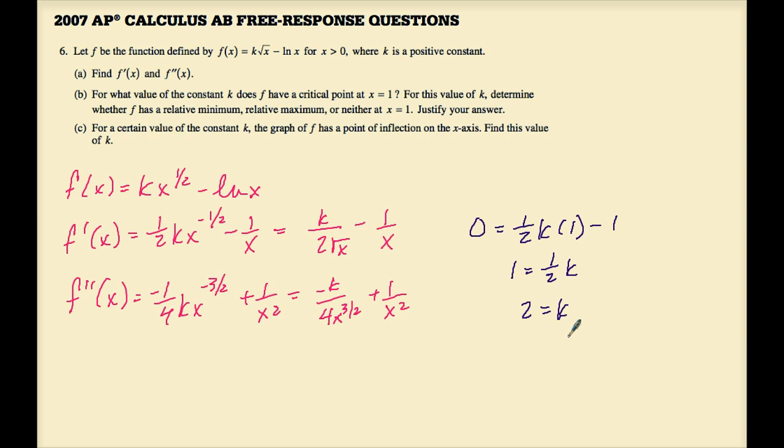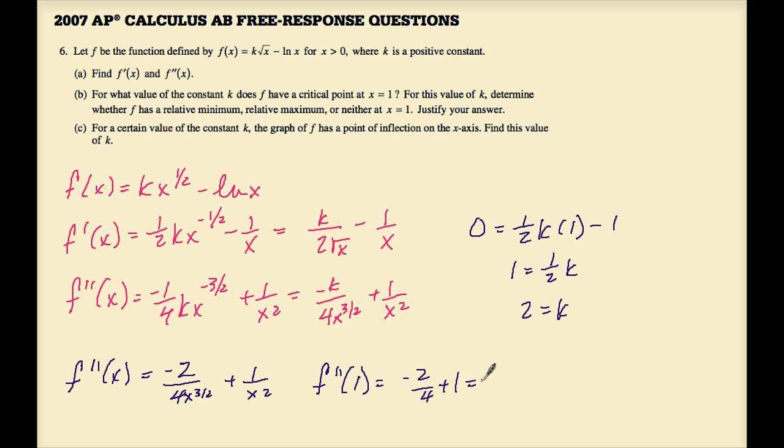Now let's determine with this value of k if 1 occurs at a relative maximum, a relative minimum, or neither. Let's rewrite the second derivative with k filled in. F double prime of x will be negative 2 over 4 x to the 3/2 plus 1 over x squared. So f double prime of 1 will be negative 2/4 plus 1, which is 1/2. Since the second derivative is positive at 1, this indicates a concave up section of the graph, which means that a minimum value occurs at 1.